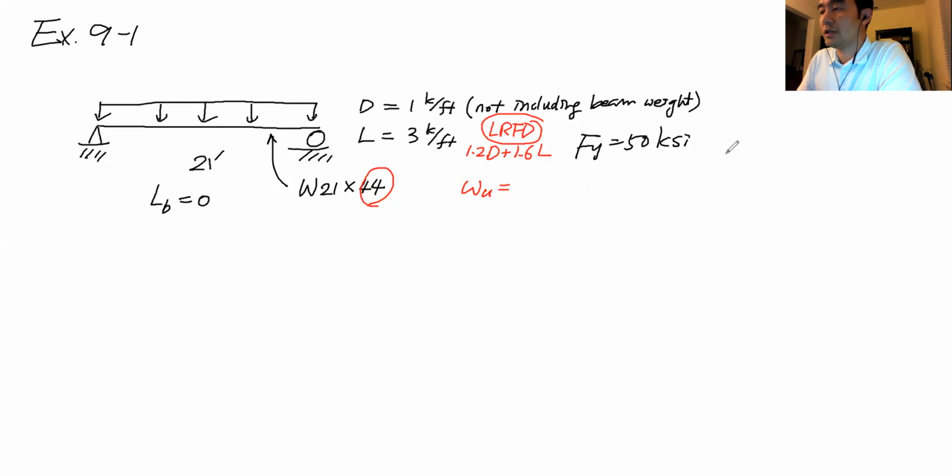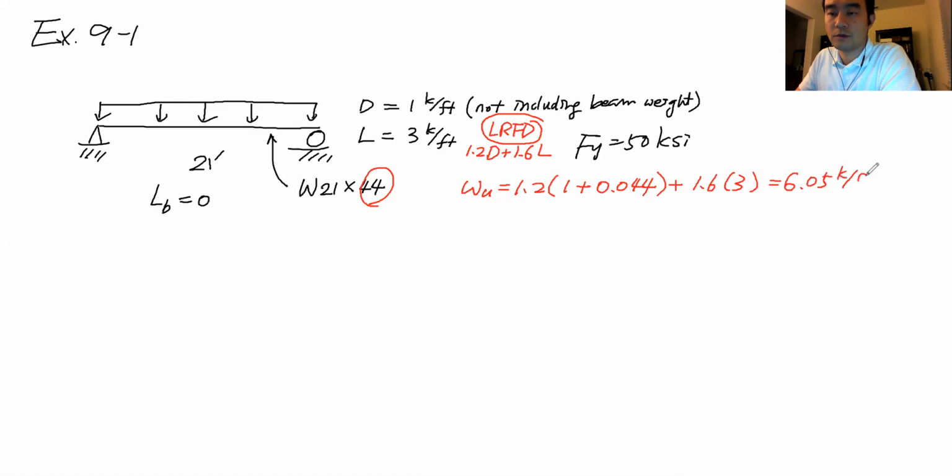The solution is available in the textbook, so you can go over it. So wu is going to be 1.2 times the dead load, which is 1 kip, and then we're going to add this 44 pounds. When I convert it into kips, it's going to be 0.044. So this is the dead load times 1.2, and then 1.6 times L, which is 3. So wu, the factored intensity, is going to be 6.05 kips per foot.